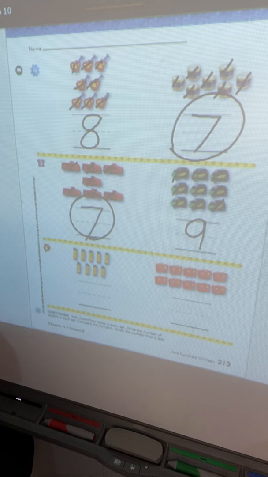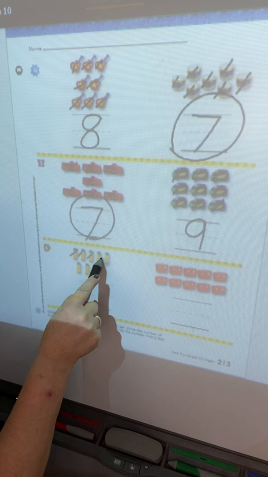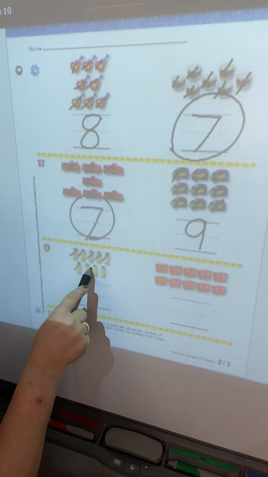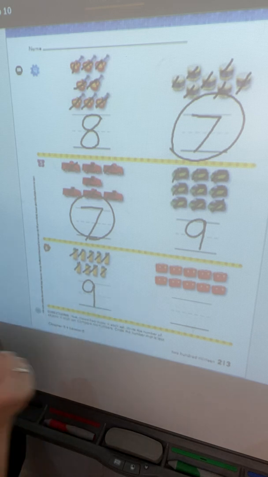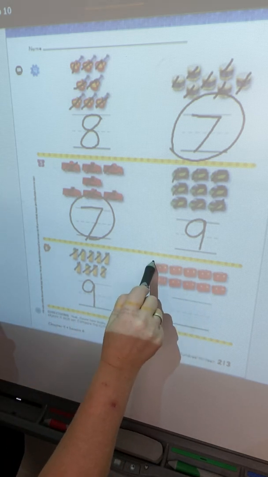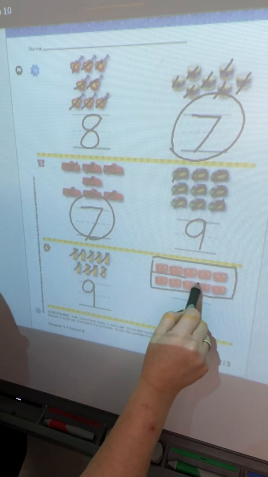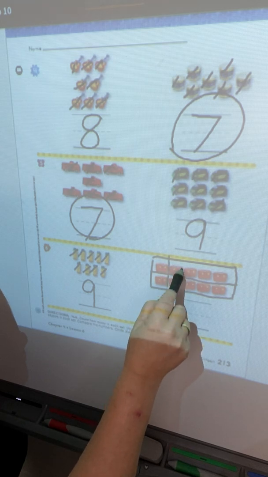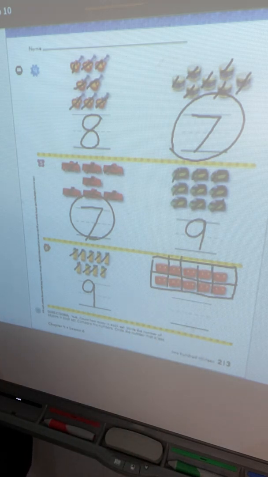Let's go ahead and count this first thing. 1, 2, 3, 4, 5, 6, 7, 8, 9. And it looks like some toolboxes over here. Ooh, does this look like something you have seen before? What does it look like? It does. It looks like a 10 frame.